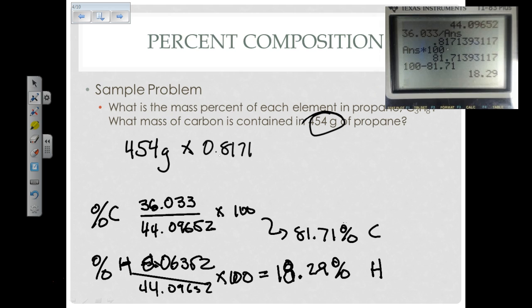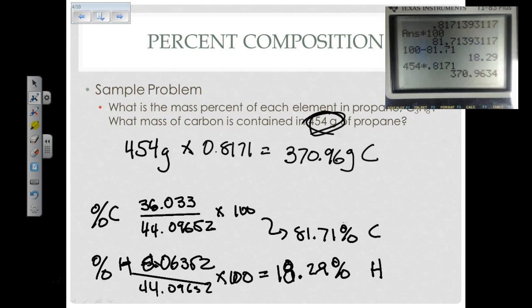And so now we go 454 times 0.8171. That means there's 370.96 grams of carbon in this sample. So this shows us both ways on how this works. This is the more straightforward way of doing percent composition. The more exciting part is when we do it backwards. But that's this. Have a great day.